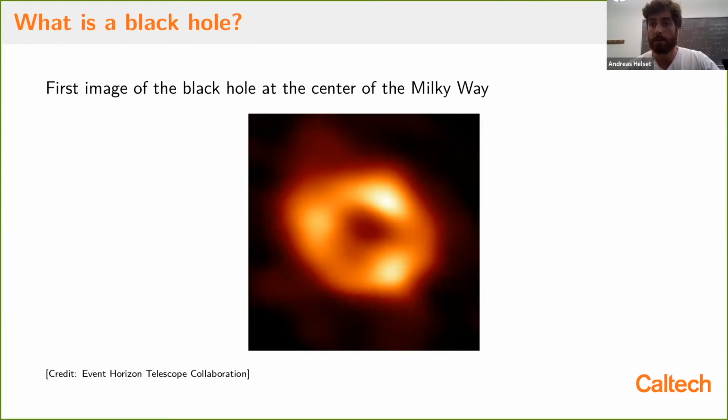Good. That was point 2. Now point 3 was, okay, do we talk about black holes or do we talk about particles? Before answering that, I can ask, what even is a black hole? And you might get different answers depending on who you ask. If you ask an astronomer, they might say, oh, this is a black hole. Here is a picture of a black hole in the center of the Milky Way, taken by the Event Horizon Telescope.